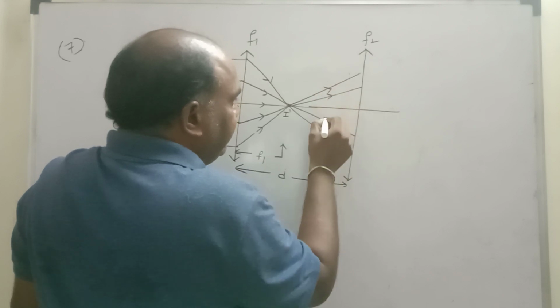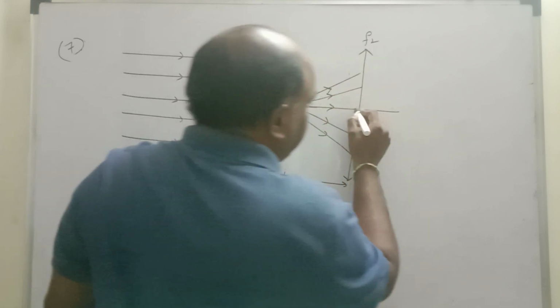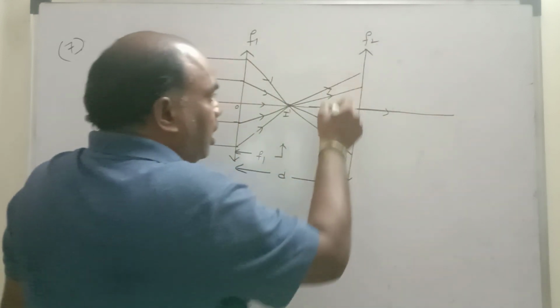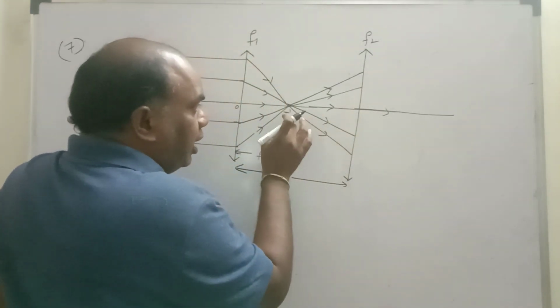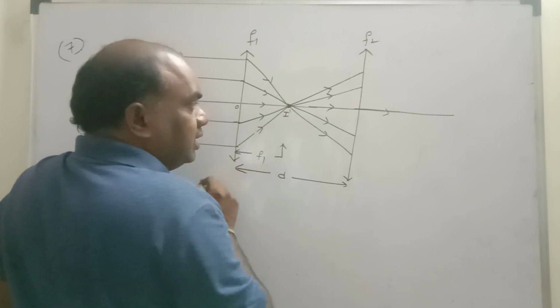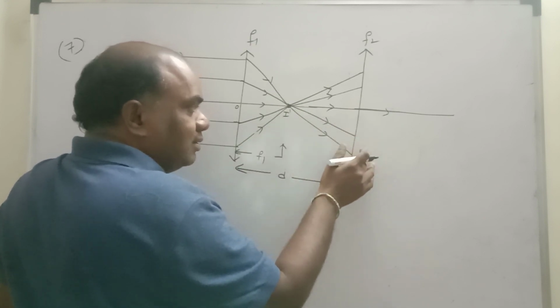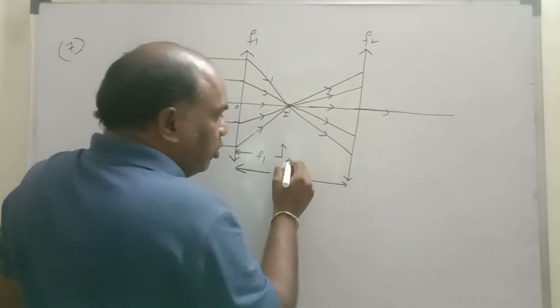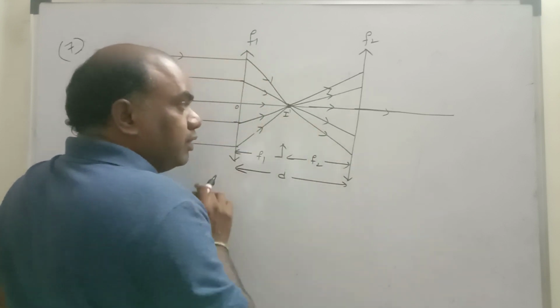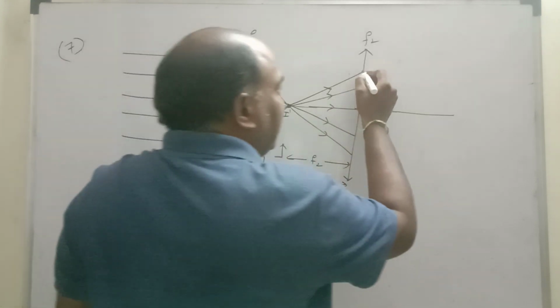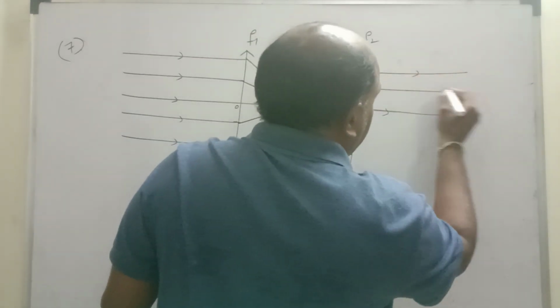All incident rays, one incident ray going from the principal axis will be undeviated. All incident rays after refraction, what will happen? This is a point object, this is the object for this lens. So if the object is at focus, let this be the focal length of the second lens. If the object is at focus, what type of rays do you get? Refracted rays will be parallel to the principal axis.